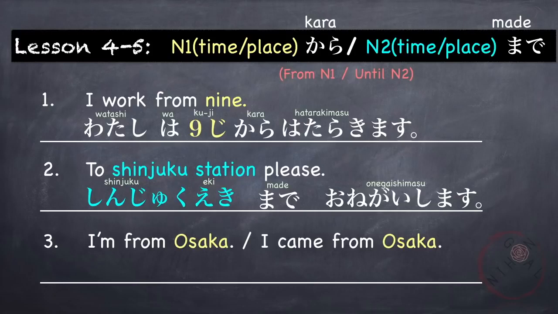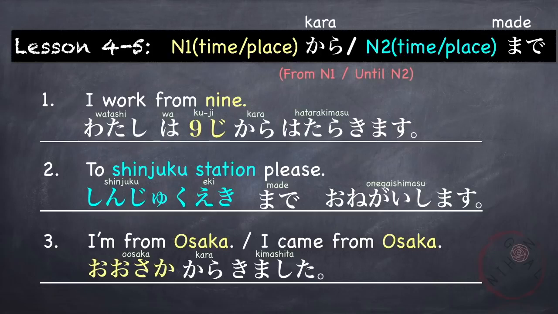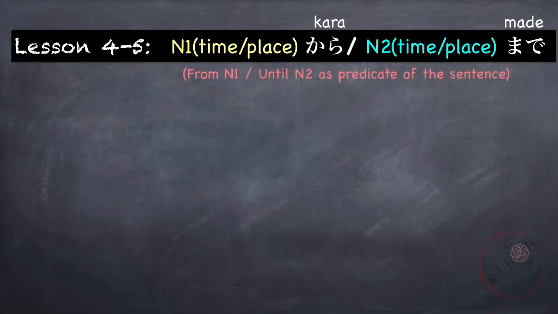Next example, I'm from Osaka or I came from Osaka. So you know this pattern from lesson 1. 大阪から来ました。来ました means came, the past form of come. 大阪から来ました。I'm from Osaka. 何々から or 何々まで or the combination of から and まで can be used as a predicate in the sentence by adding です at the end.